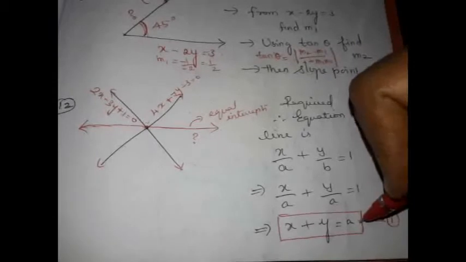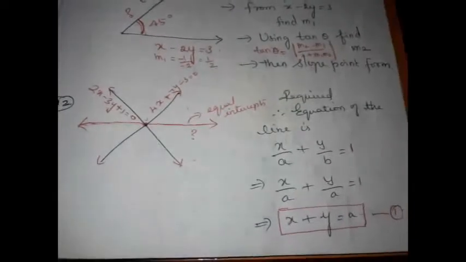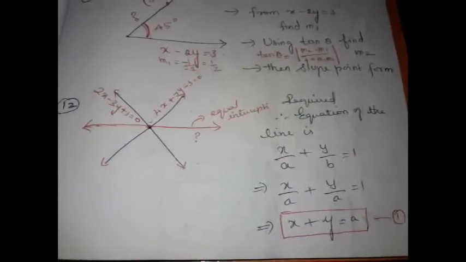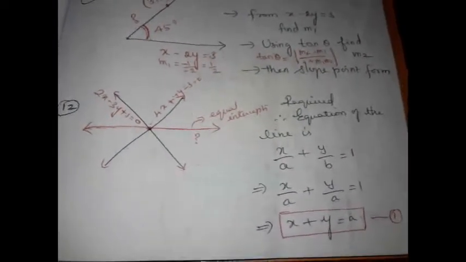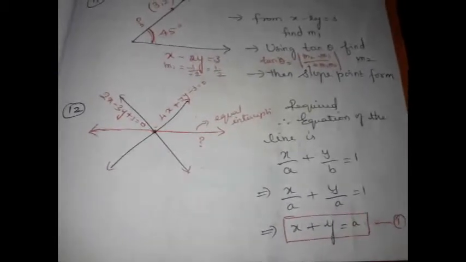But what is this a? For that only we have to find the point of intersection. That point of intersection also lies on our required line, right? So if you substitute that point of intersection here, we can find our a. Yes? Hope you understood. Then you resubstitute the a value here, and we can find the equation.